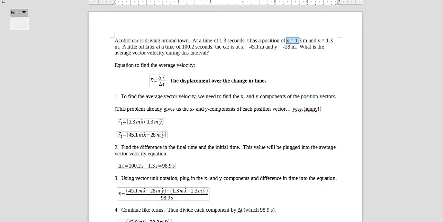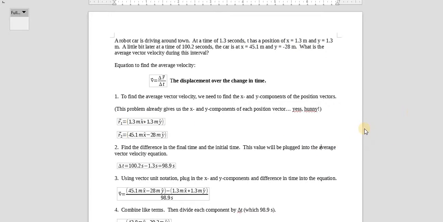This is the x and y components of position vector 1, or R1. And this is the x and y components of position vector 2, which is R2. R sub 2, R sub 1. And I wrote it here. See, for the second one, it's 45.1 meters x hat, which is x components, minus 28 meters y hat, which is the y components. We did the same thing for the first position vector.